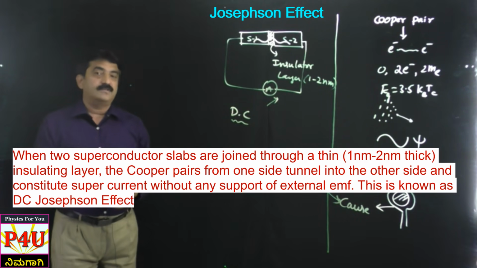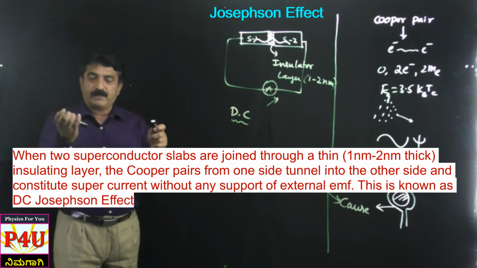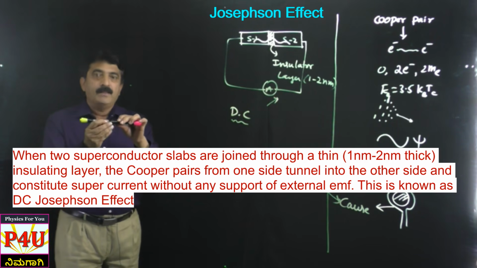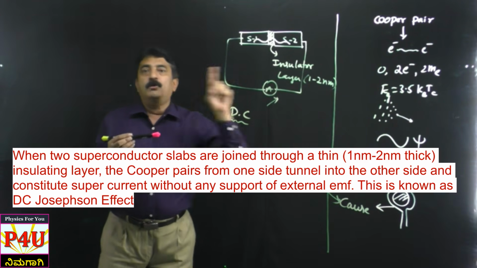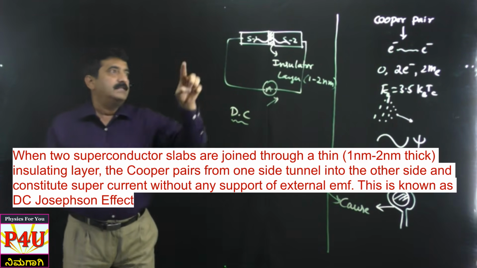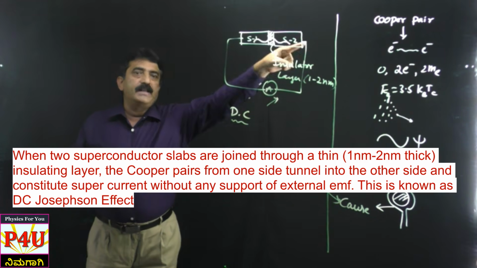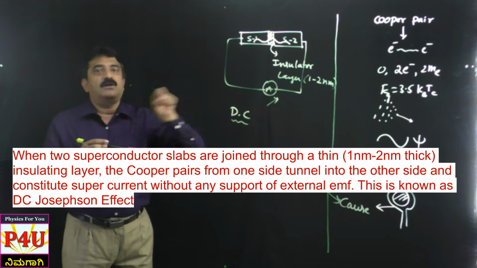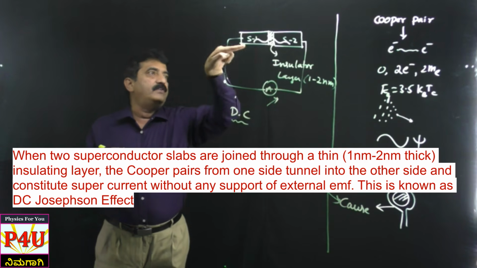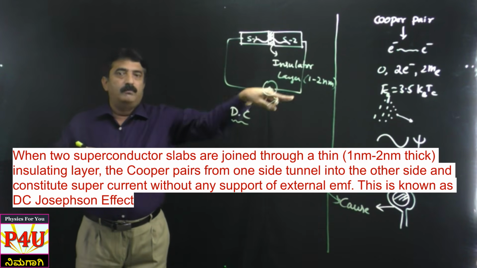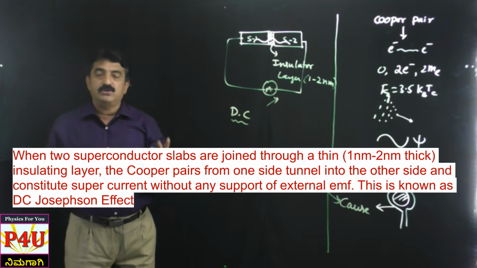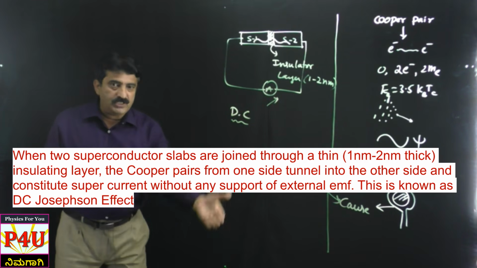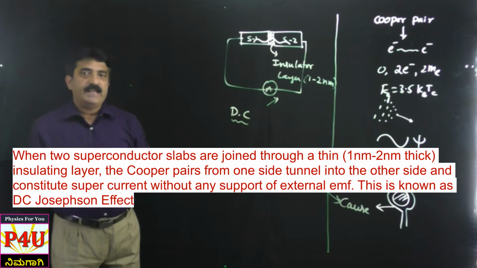So what is the DC Josephson effect? When two superconductors are joined together by means of a thin insulating layer about 1 to 2 nanometers thickness, then Cooper pairs will tunnel through the junction. That is why it is called the tunneling effect. Cooper pairs will tunnel through the junction and establish a DC current in the circuit. This is known as the DC Josephson effect. Let me finish off DC and then I move on to AC.